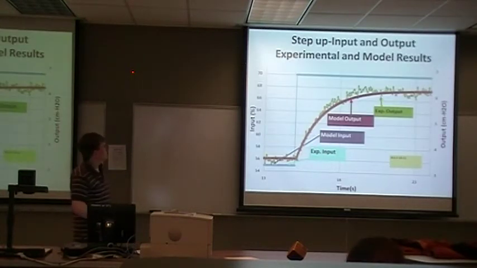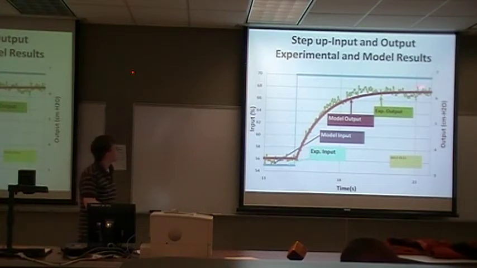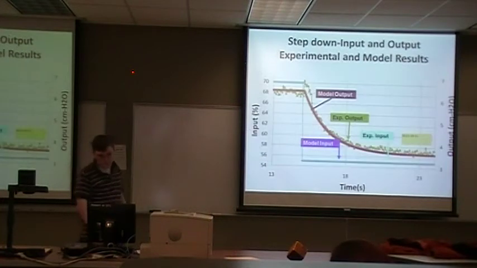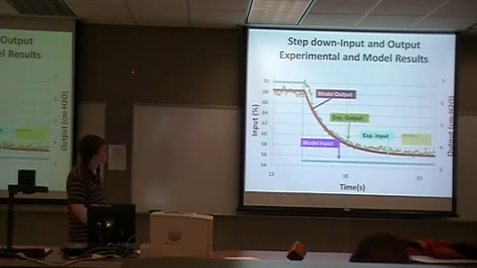Here's our model. The red line is our model output. The green line is our experimental output. And we matched them over the 15% step. And here's an example of the step down. We do the same thing, model output and the experimental output, over the same range.